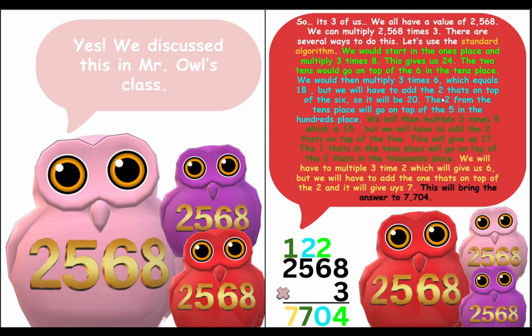The 2 from the tens place will go on top of the 5 in the hundreds place. The 0 comes down here. We will then multiply 3 times 5, which is 15. But we have to add the 2 that's on top of the 5. This will give us 17. The 1 that's in the tens place will go on top of the 2 that's in the thousands place, and the 7 comes down here.